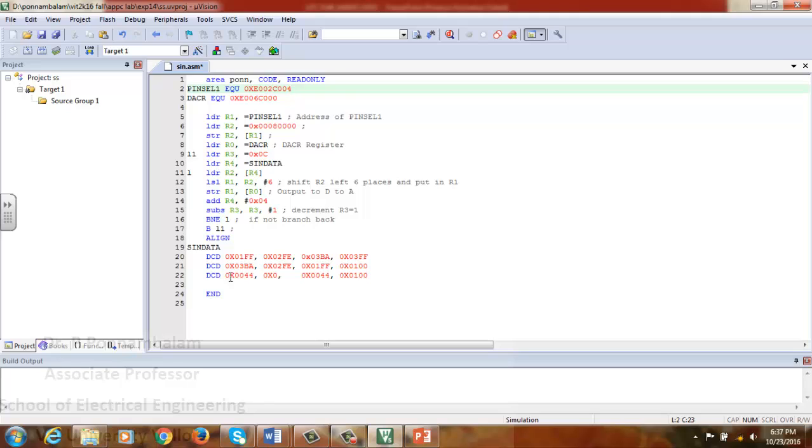So total 12 values are there. We have already discussed how to generate the samples. The number of samples is 12, so its equivalent hexadecimal value is 0C. Then LDR R4, =sine data. Sine data is a label.